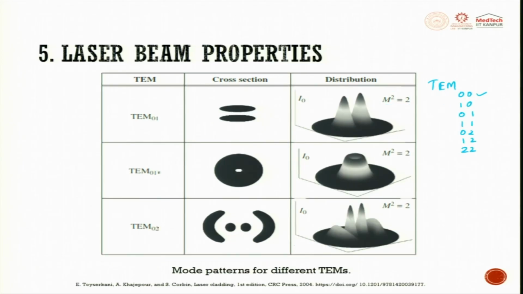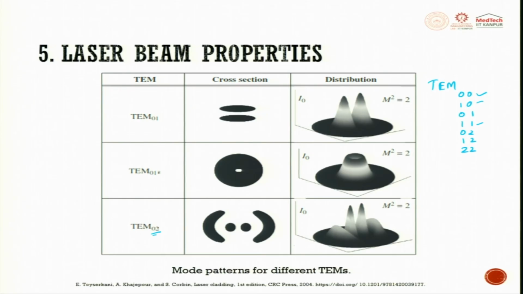1 1 is where you are cutting it into 4. 0 1 is where you will have a peak like this, and if you have TEM001 star, then you will have a cowboy hat pattern. This is something like a cowboy hat pattern, and TEM102 you will have a pattern like this. All these things are important because they dictate the melting or the sintering process when we use the beam.